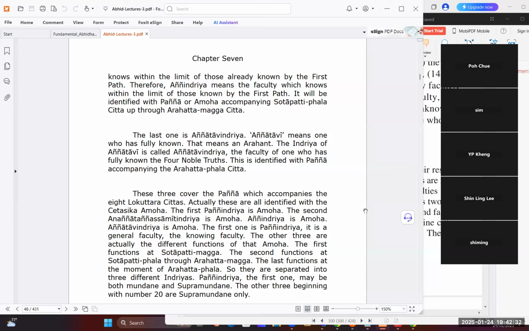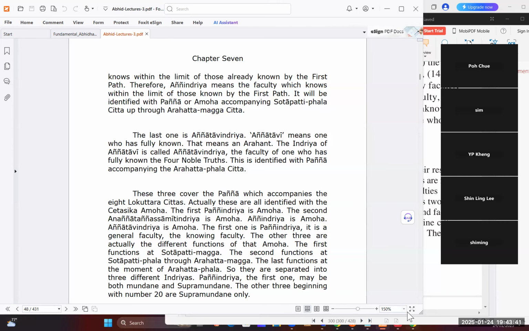The first Panindriya is Amoha. The second, Anyatanya Samitindriya, is Amoha. Anyindriya is Amoha. Anyatavindriya is Amoha. The first one is Panindriya, a general faculty, the knowing faculty. The other three are actually the different functions of that Amoha. The first functions at Sotapatti Magga. The second functions at Sotapatti Phala through Arahatta Magga. The last functions at the moment of Arahatta Phala. So they are separated into three different Indriyas. Panindriya, the first one, may be both mundane and supramundane. The other three, beginning with number 20, are supramundane only.